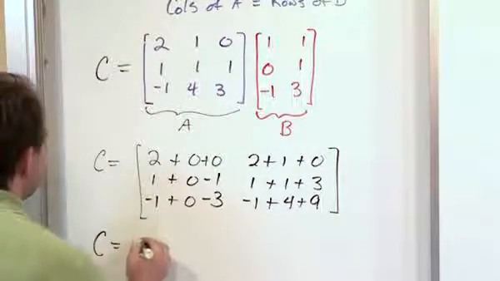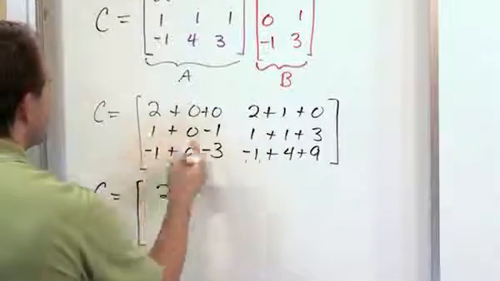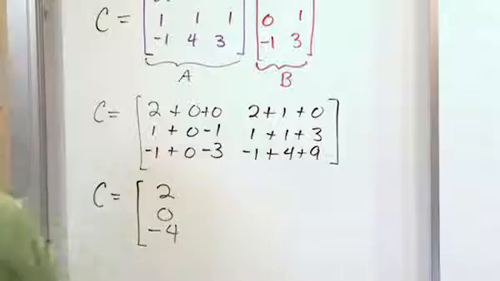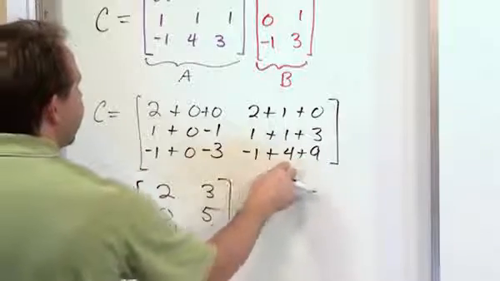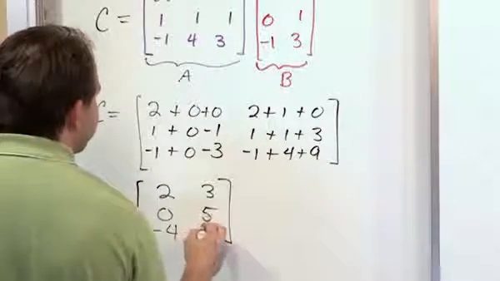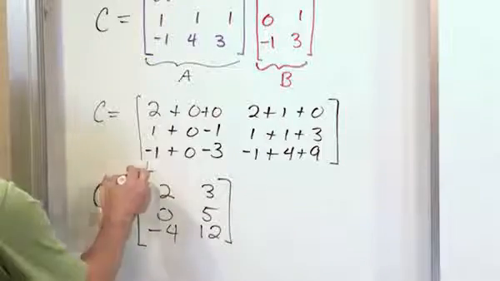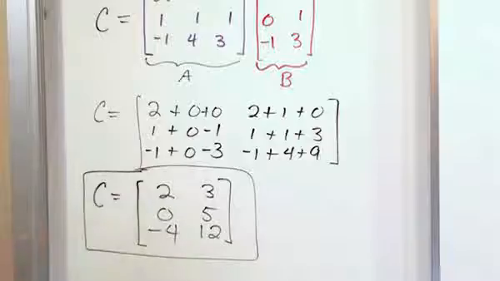So then matrix C is going to be equal to, this is going to be 2, this is going to be 0, this is going to be -4, this will be 3, here we have 3 plus 4 plus... so we have 5 right there, and then here we have 3 plus 9 is 12. So here we have 2, 3, 0, 5, -4, 12. This is the answer matrix C, which is the product of A and B.